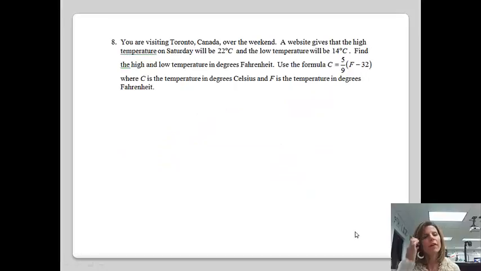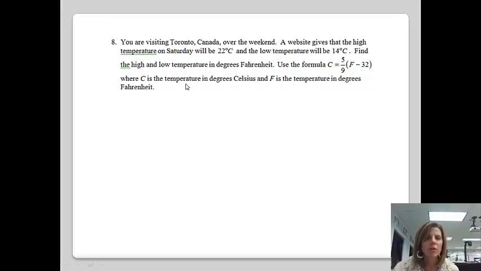Okay, we'll have one more. It's going to look a little scary, but I think once we work through it, it won't be too bad. You are visiting Toronto, Canada over the weekend. A website gives that the high temperature on Saturday will be 22 degrees Celsius and low temperature will be 14 degrees Celsius. Find the high and low temperatures in degrees Fahrenheit, because you probably don't know temperatures in Celsius, so you wouldn't know what to pack. It says to use the formula C equals 5/9 times F minus 32, where C is the temperature in degrees Celsius and F is the temperature in degrees Fahrenheit.